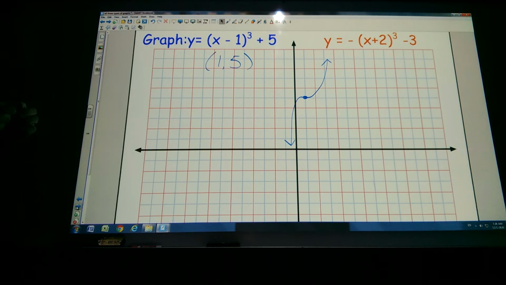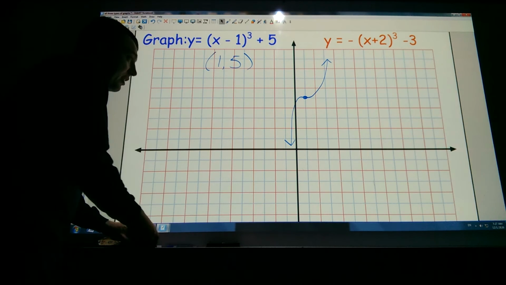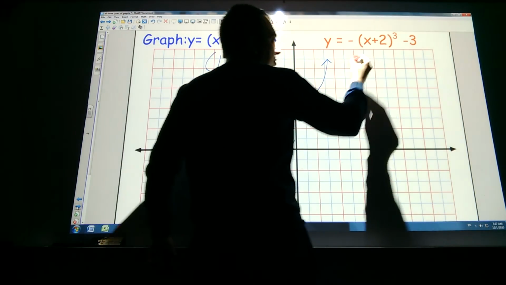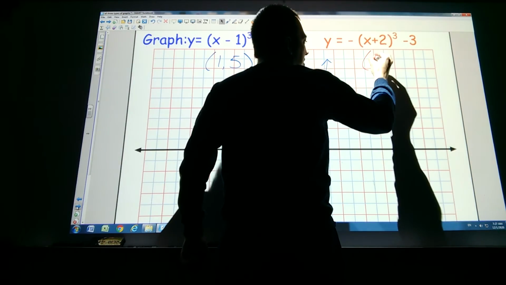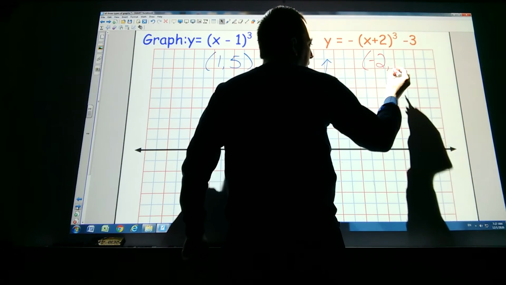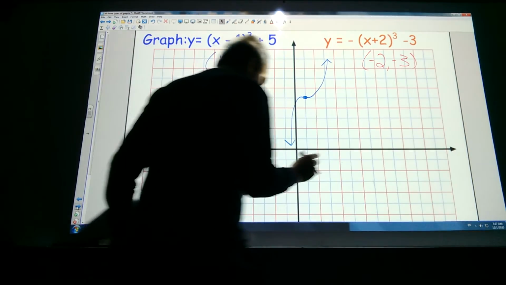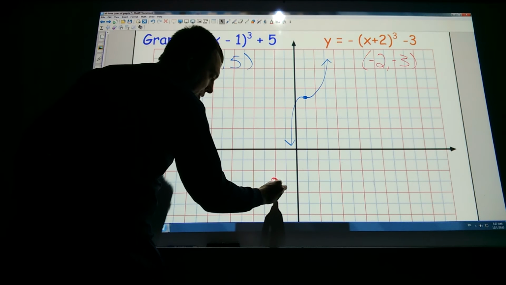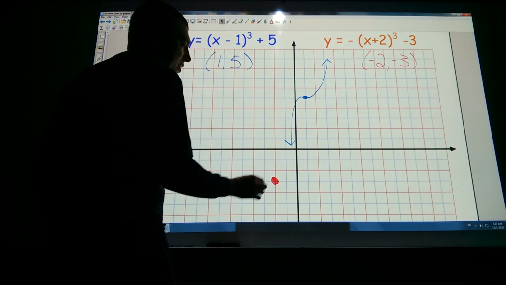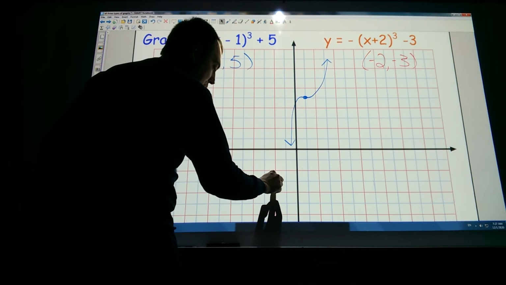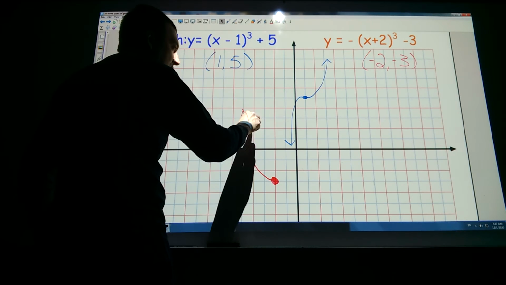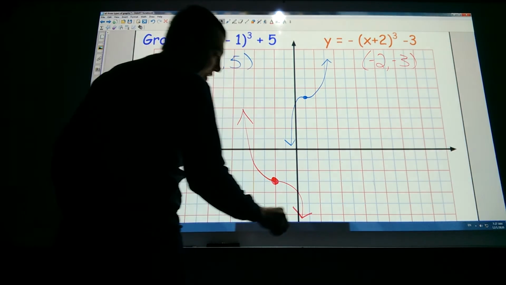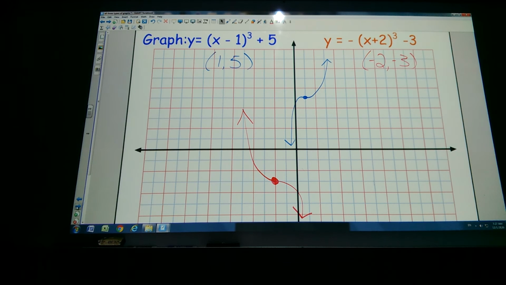The other one is very similar, except there's a negative in front. The point in the middle, the important point, is opposite on the inside, -2, same on the outside, -3. So -2, 1, 2, -3, 1, 2, 3. But it does not go up to the right. It goes up into the left, and then it goes down into the right. So it looks like this. That is a to the third.